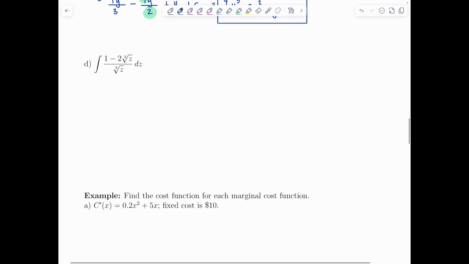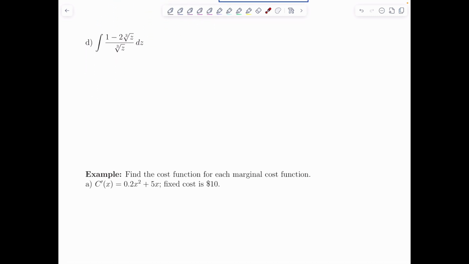Okay, here's one more. Do you want to try it on your own? Don't say no. Here, I'll give you a hint. You're gonna write each of the terms in the numerator separately over the denominator and then simplify. Come on, pause the video, try it. Okay, did you do it?